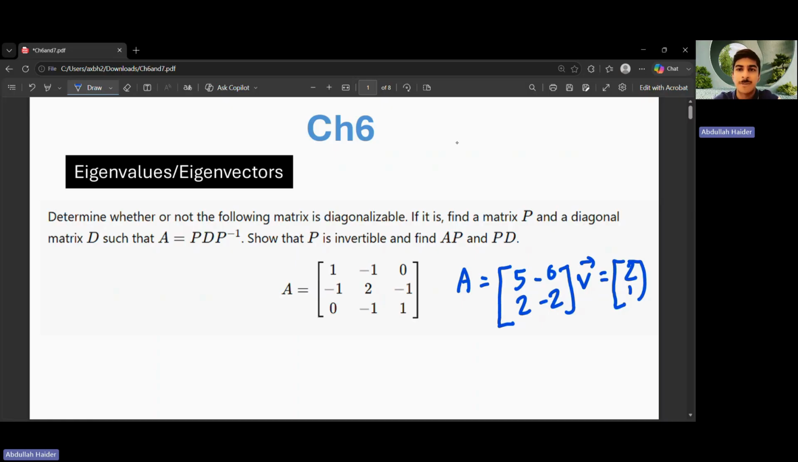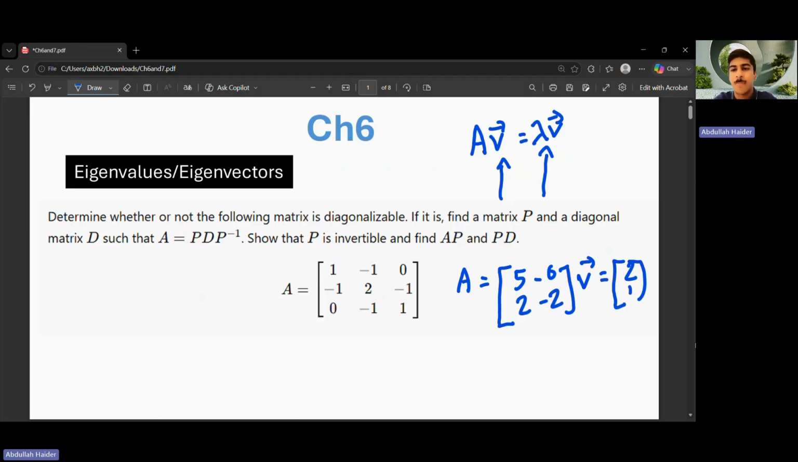The first thing you need to know in this chapter is this relation AV is equals to lambda V. And basically what this would mean is that this eigenvector V corresponds to eigenvalue lambda, or this lambda eigenvalue can correspond to this eigenvector V.